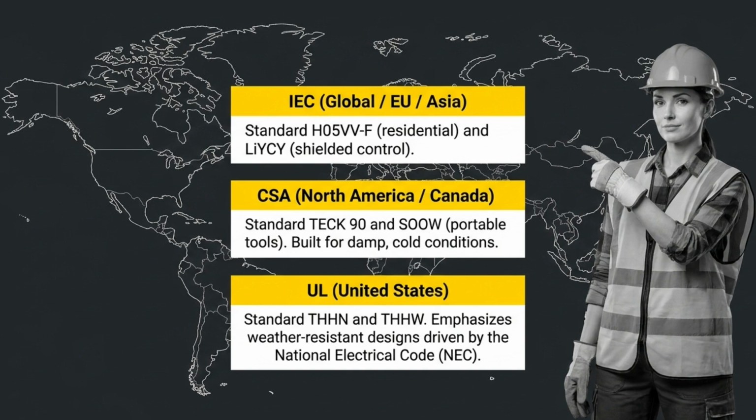IEC covers Europe and Asia. CSA is the standard for North America and Canada, focusing on damp, cold conditions. UL is primarily for the United States, emphasizing weather-resistant designs driven by the National Electrical Code.